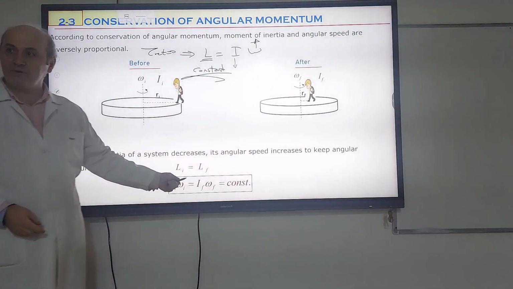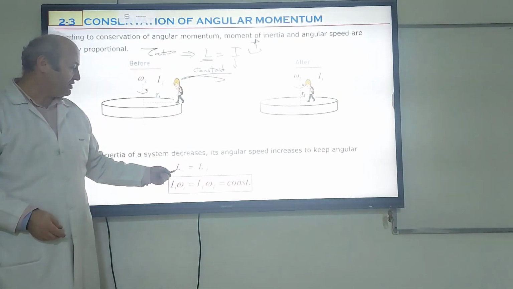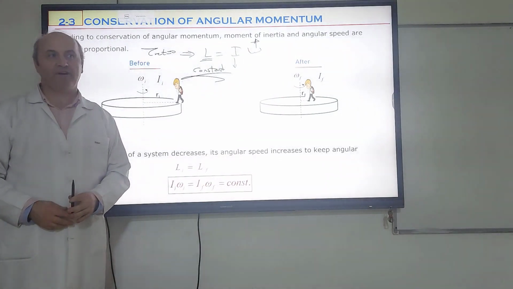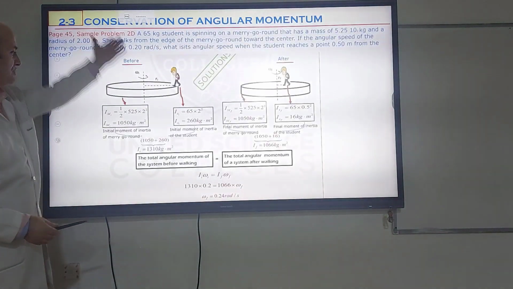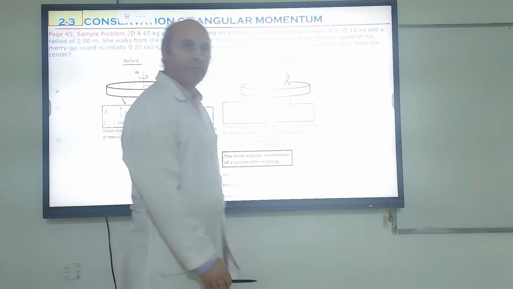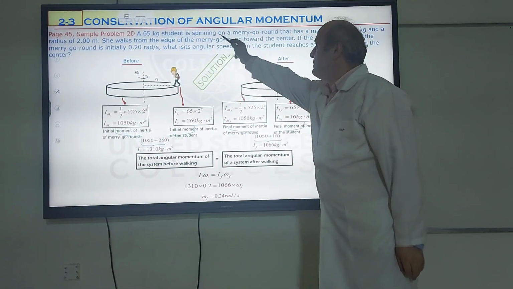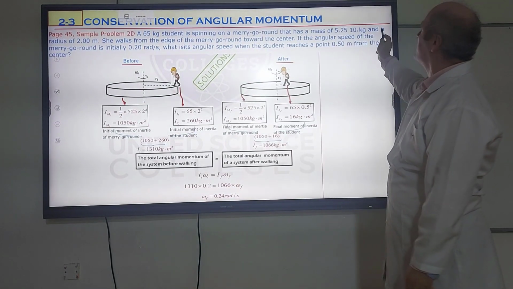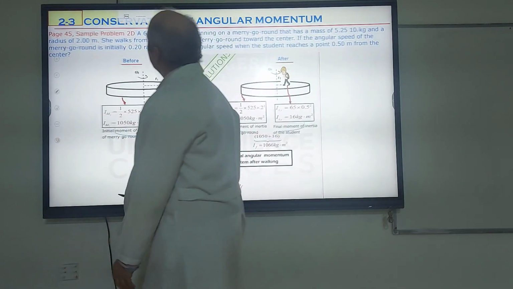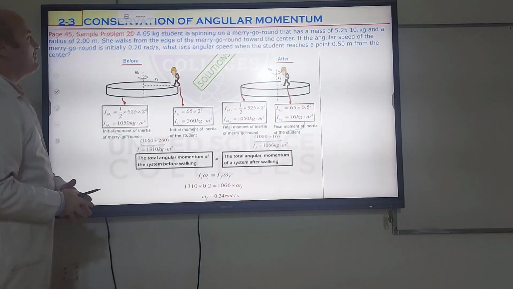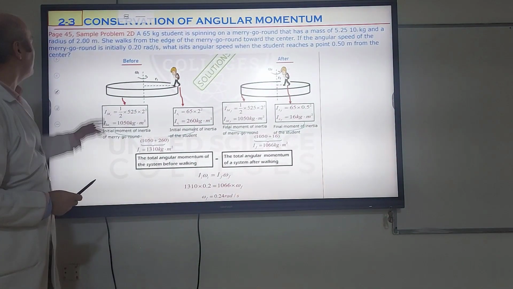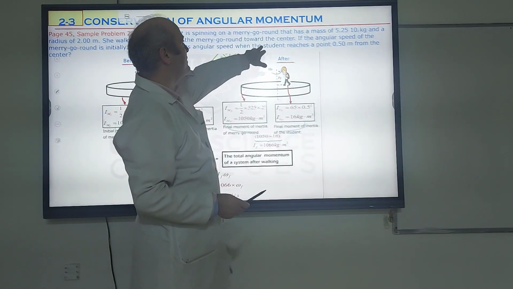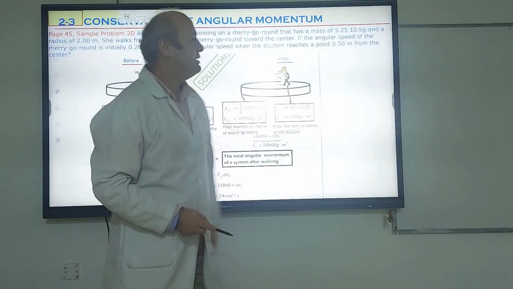So this is the equation for conservation of angular momentum: L initial equals L final, I initial omega initial equals I final omega final. Now let's apply it to a question. A 65 kilogram student is standing on a merry-go-round that has a mass of 525 kilograms and a radius of 2 meters. She walks from the edge of the merry-go-round towards the center. The angular speed of the merry-go-round is initially 0.20 meters per second. What is the angular speed when the student reaches a point 0.5 meters from the center?